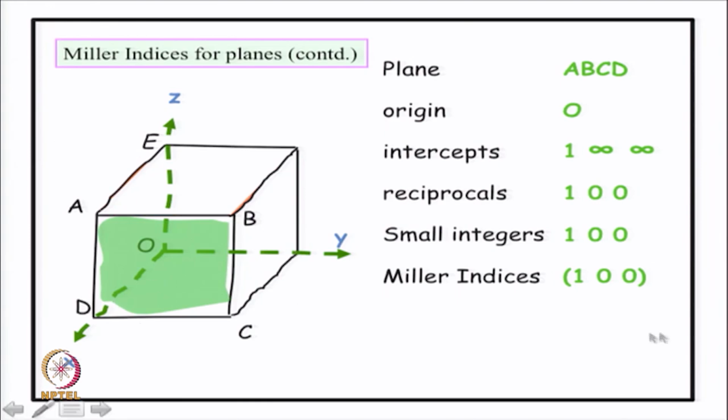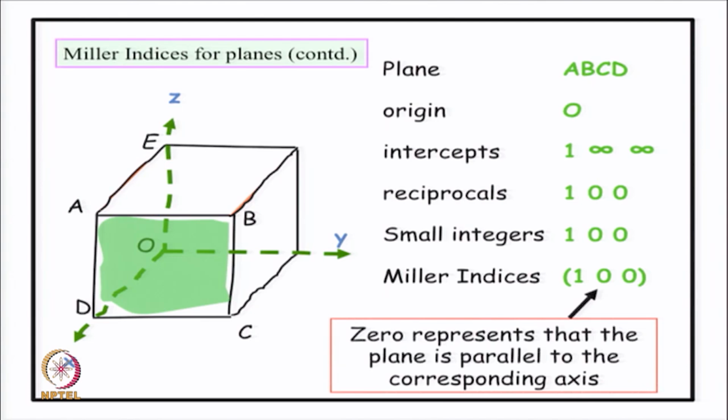So, this green plane will have the Miller indices 1 0 0. And please note that 0 in the Miller indices corresponds to infinity in terms of the intercept, and infinity in terms of intercept means the plane is parallel to that axis. So, the second 0 means that the plane is parallel to the y axis, the third 0 means the plane is parallel to the z axis.